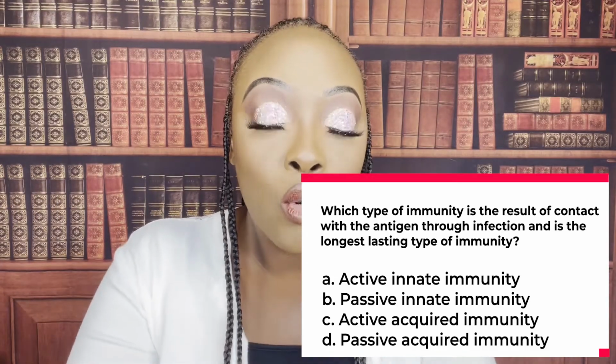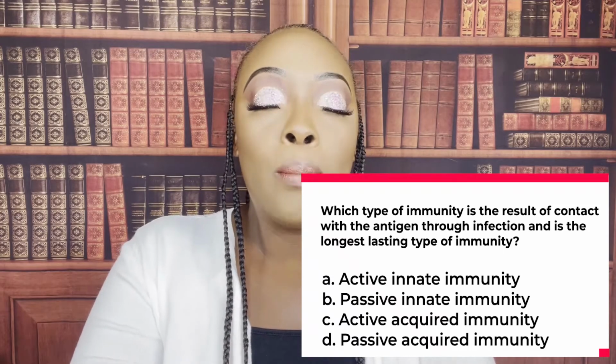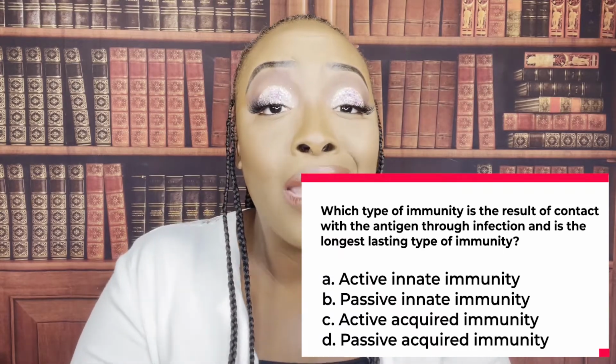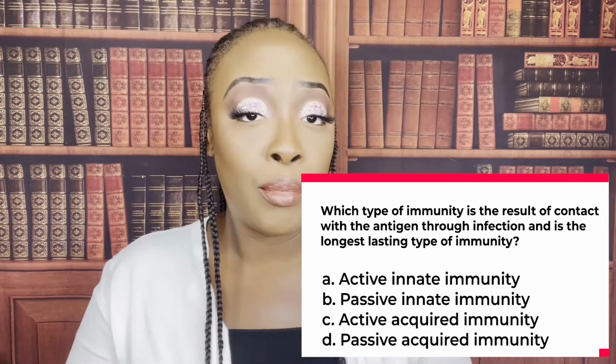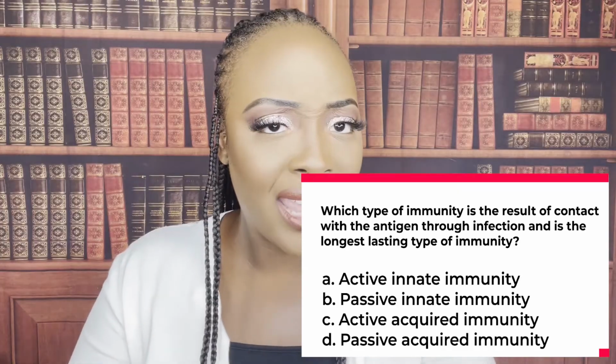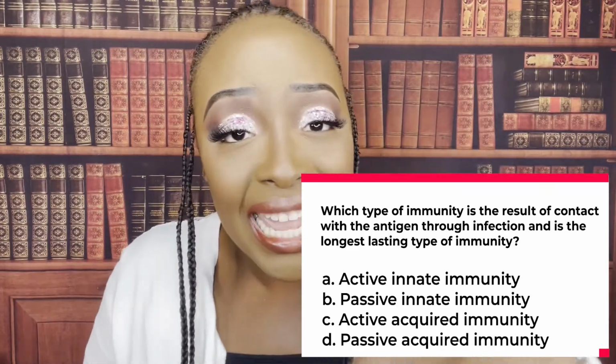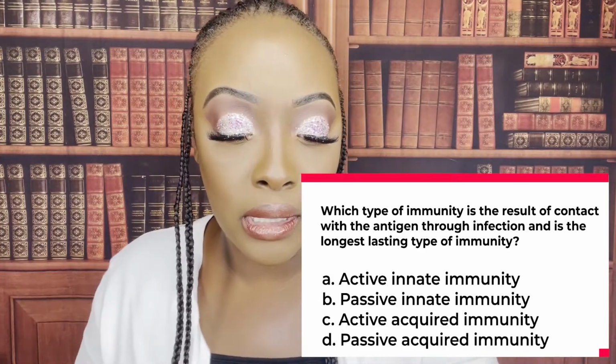But what they're asking in the question was, what type of immunity would prompt you to have that immunity from contact with an antigen? So you didn't have it before, but then when you came in contact with that specific antigen, your body started producing those antibodies against that antigen, and that is choice C.